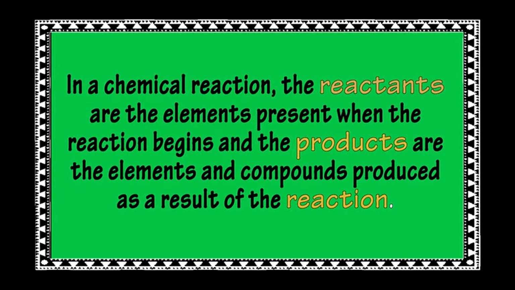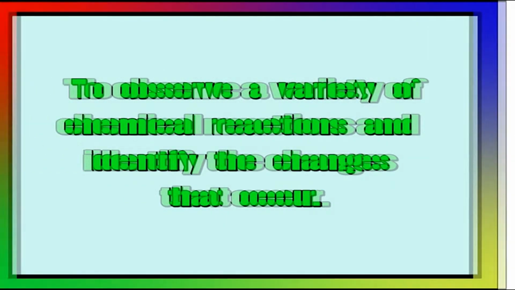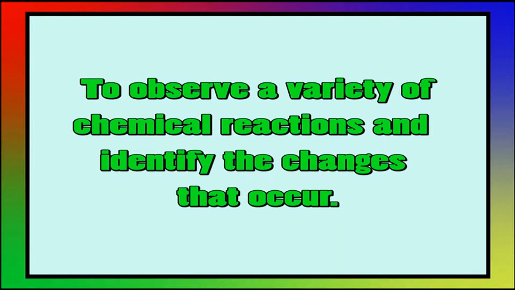In a chemical reaction, the reactants are the elements present when the reaction begins, and the products are the elements and compounds produced as a result of the reaction. In this experiment, students will observe a variety of chemical reactions and identify the changes that occur.